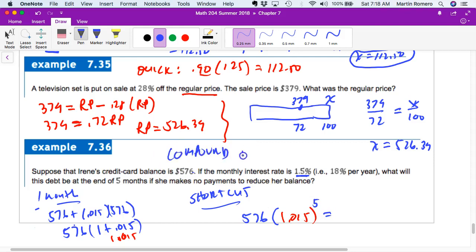We could solve this the long way and just do it 5 different times: take 1.5% of this answer, do it for month 2, month 3, but the shortcut is to look at that. Go ahead and take a look at this example in the book if you want to see an extended explanation for this, but the answer is $620.52.